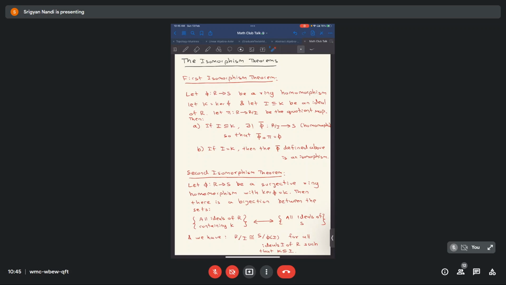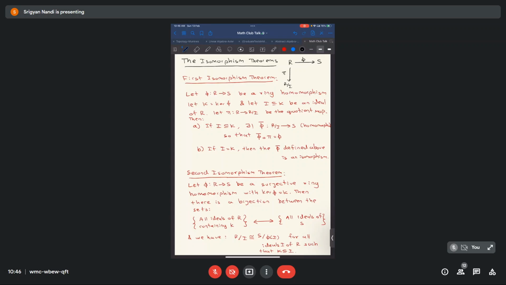If I is any ideal contained in K, that is, if I is a subset of K, then there exists a unique induced homomorphism from R by I, the quotient map to the quotient ring, to S. It is far easier to state these in terms of commutative diagrams. So if R is a ring with the homomorphism phi from R to S, we also have R by I as our quotient ring with the natural quotient homomorphism, which is pi.